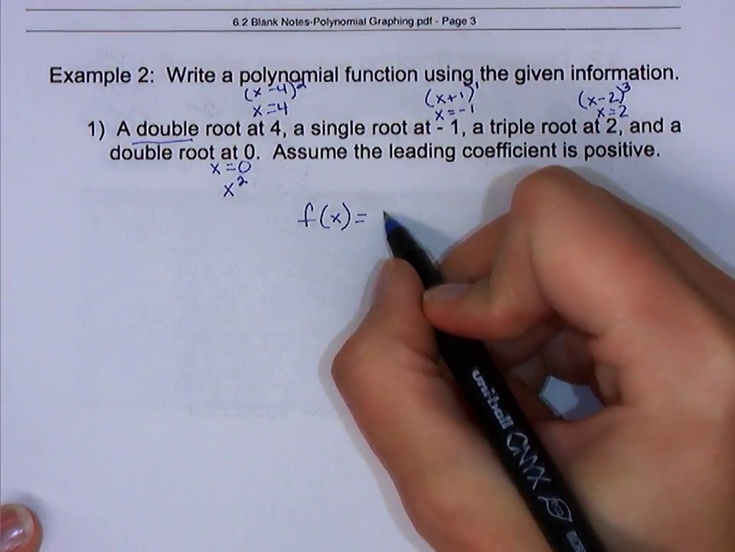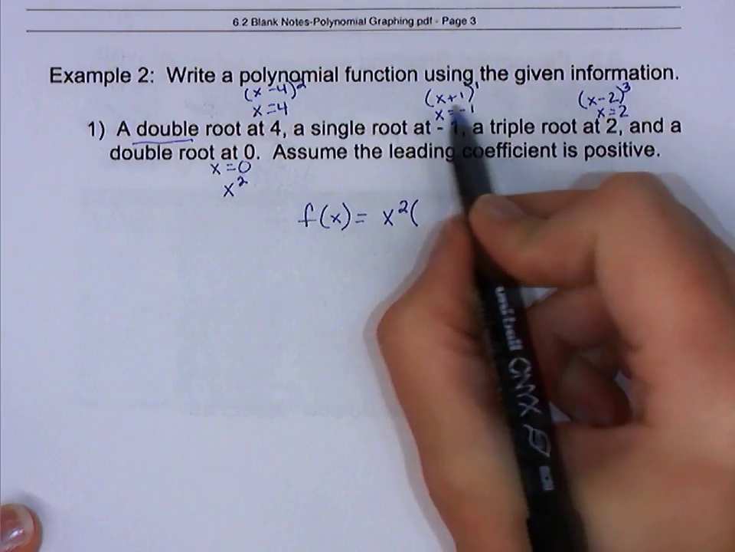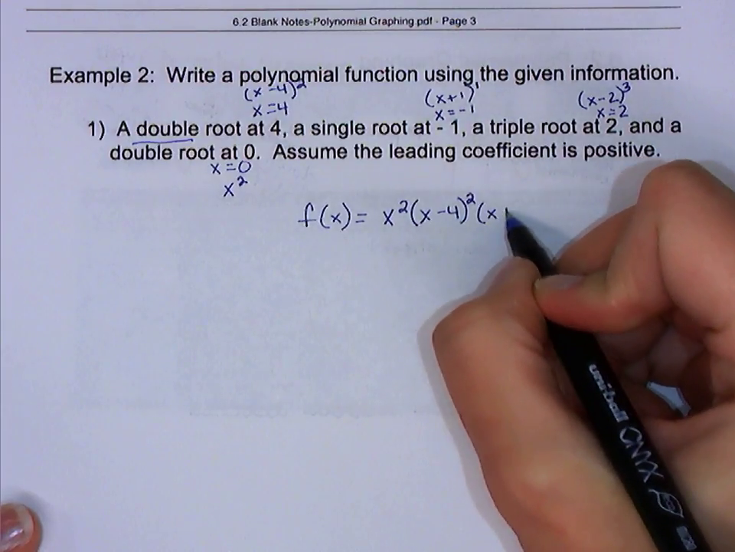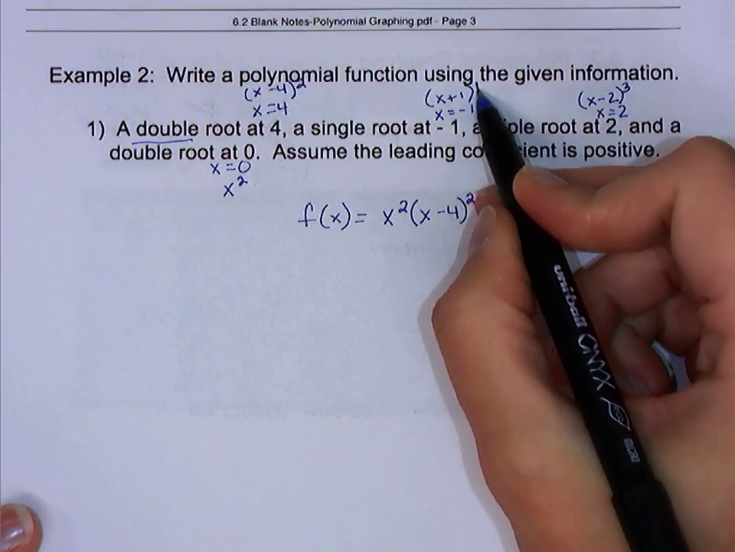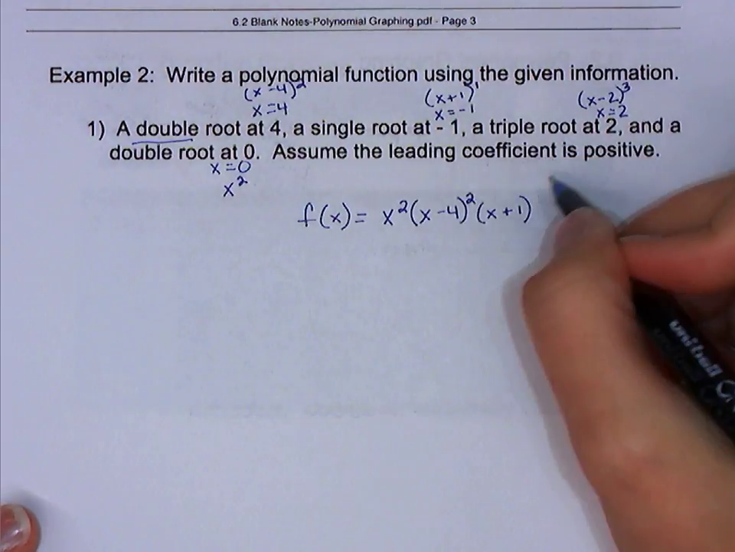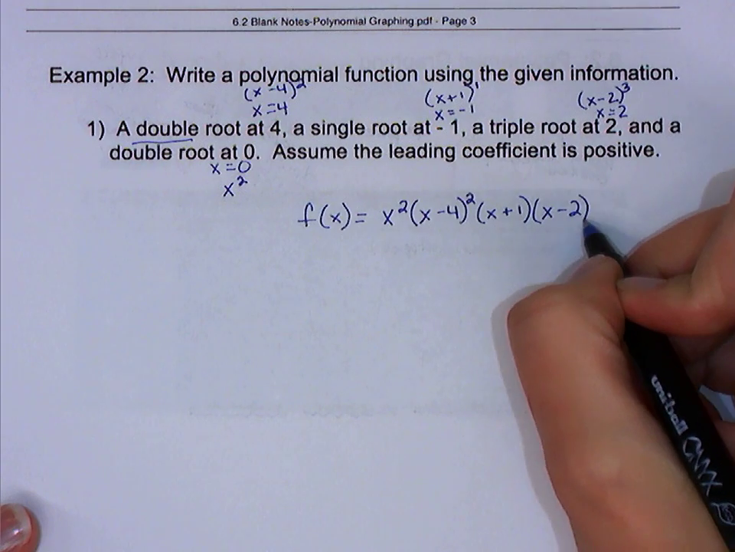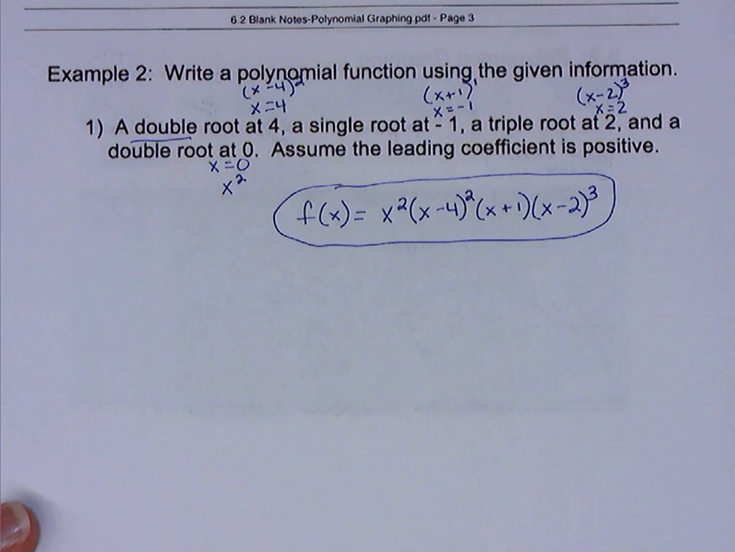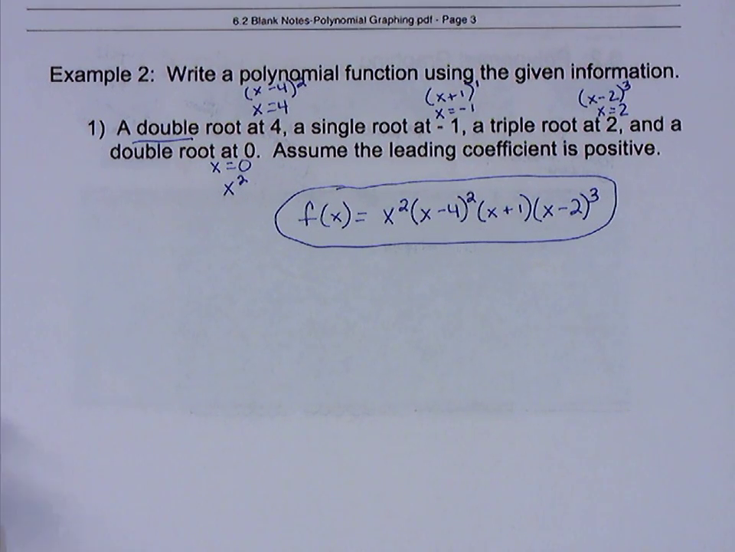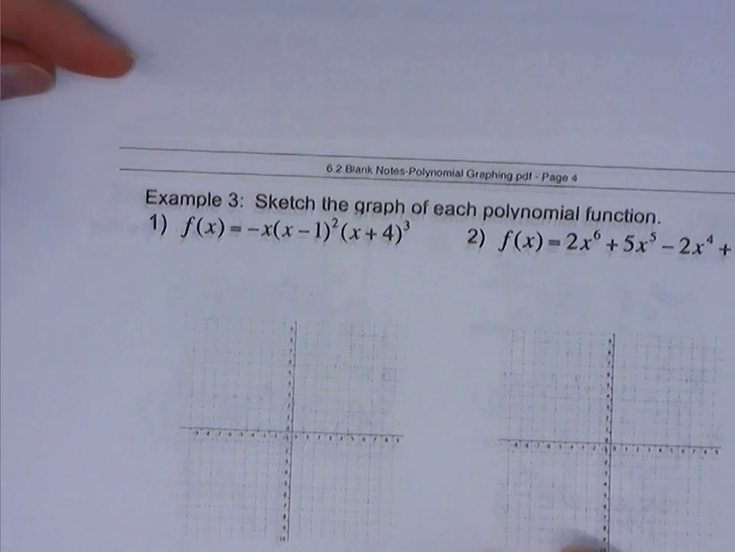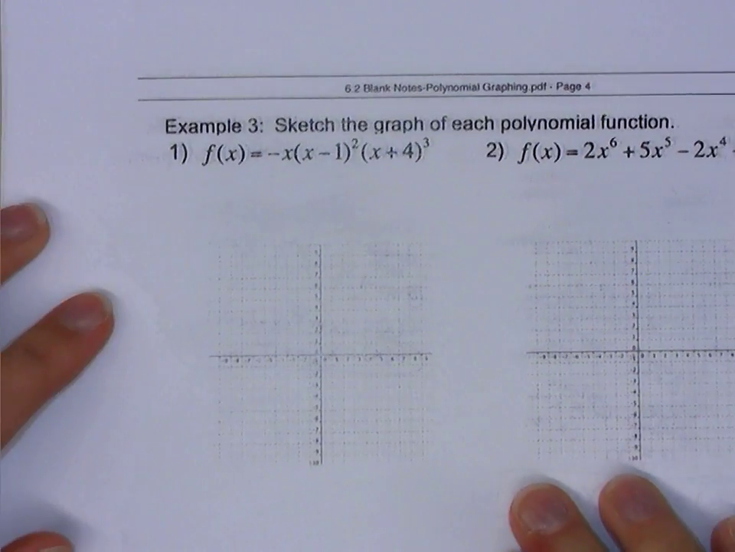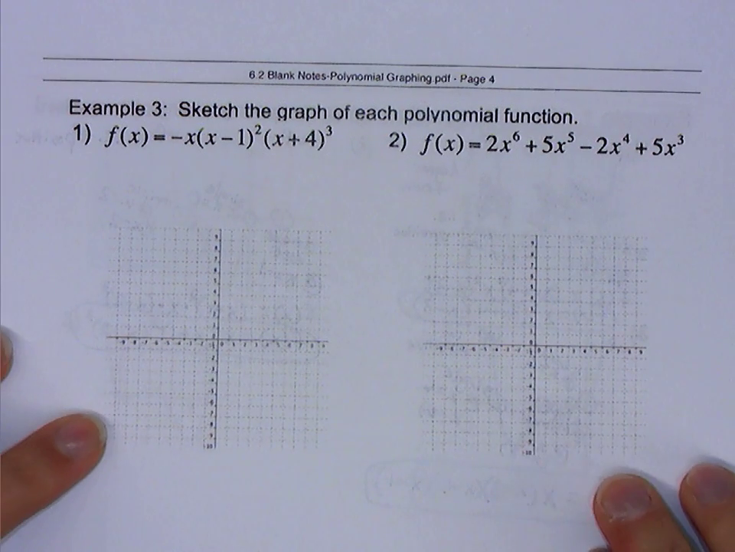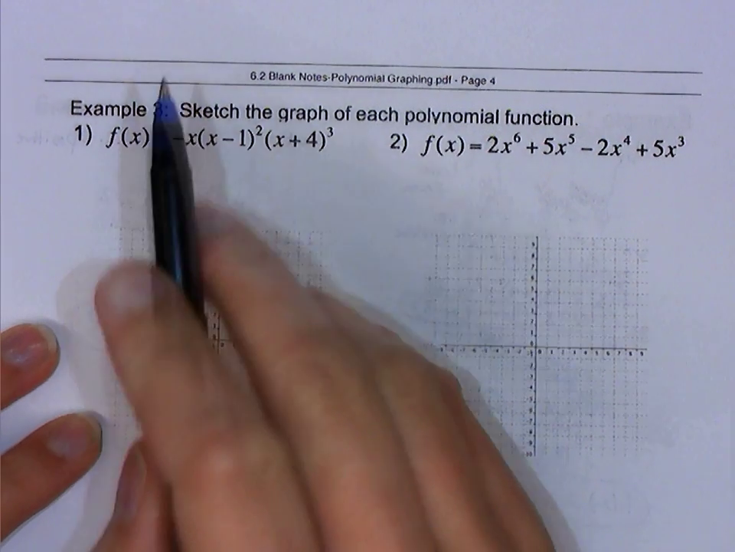I'm going to start with the x squared. And then I'm just going to list the other ones behind it. x minus 4, quantity squared, x plus 1. That was to the first, so I'm just going to leave it without an exponent. And then x minus 2, quantity cubed. And then the last part I have is just showing you how to sketch the graph. So if it's already factored for you, it's quicker. So I did one of each. This one, the leading coefficient is negative.